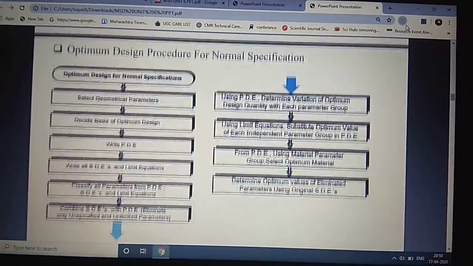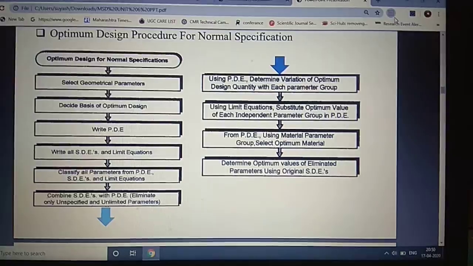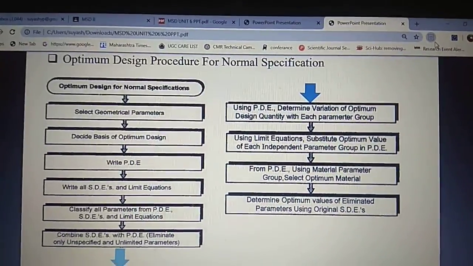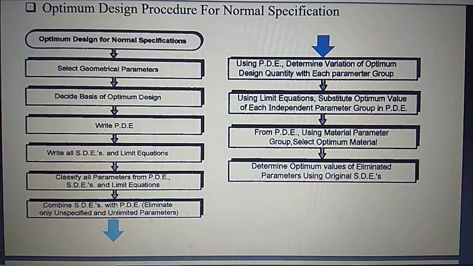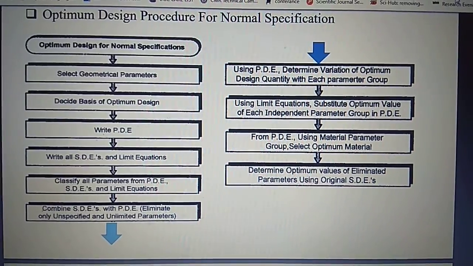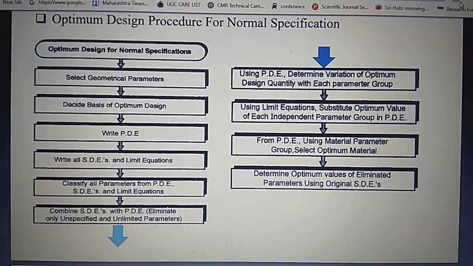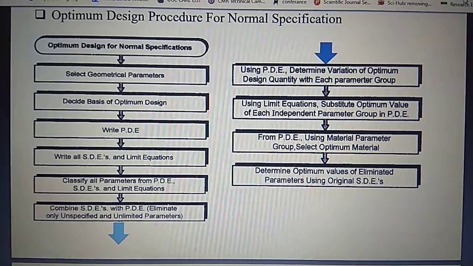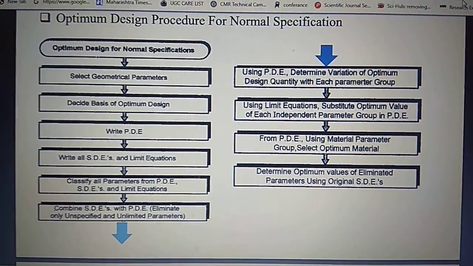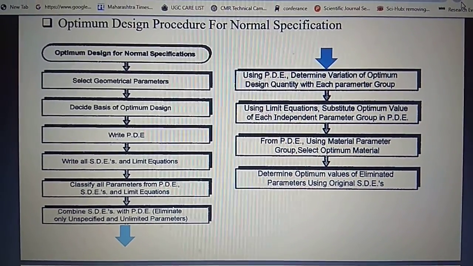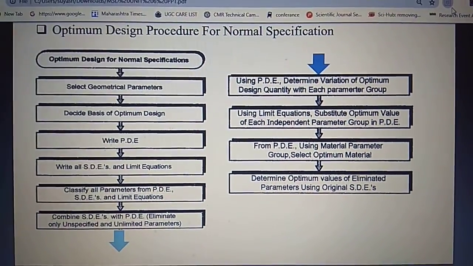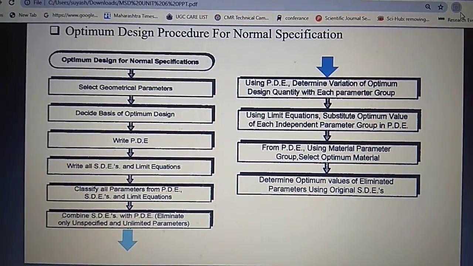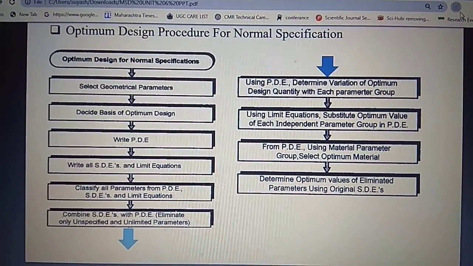In the next slide, you can see the optimum design procedure for normal specification. Just observe the flow. Select the geometrical parameter. Then, based on the optimum design concept, write down the PDE. The next step is to write down the SDE. Then there will be a classification of parameters from PDE, SDE and limiting equation.